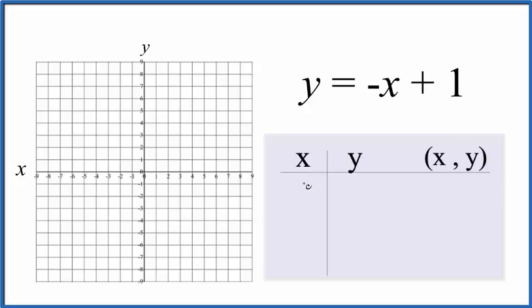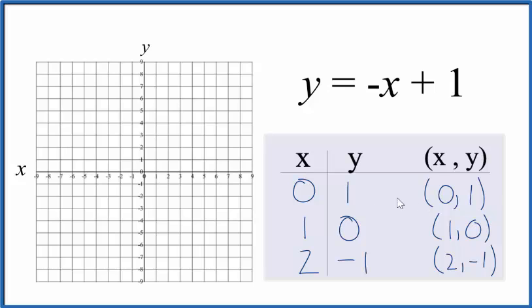So let's start with 0. That's always a good place. If x is 0, we have negative 0. It's just 0 plus 1 is 1. How about 1? Negative 1 plus 1 is 0. And then 2. Negative 2 plus 1 is negative 1. So these are the points that we'll graph for the equation y equals negative x plus 1.